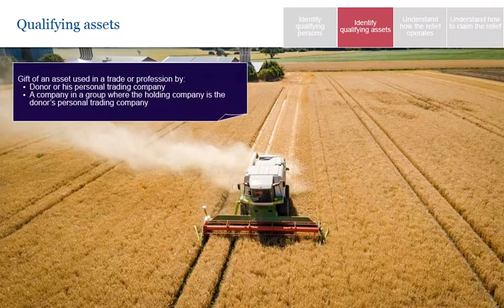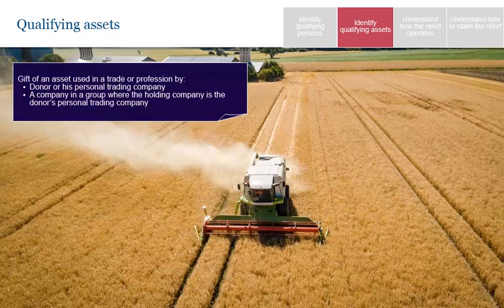This and the next few screens list the types of qualifying assets for holdover relief. In the past, the relief was widely available on all sorts of assets, but the qualifying list has been pared down to what we would now think of as business assets, but in a few different forms. At the top, assets used within a business, the donor's own or their personal trading company, which essentially means a 5% holding, or within a qualifying group.